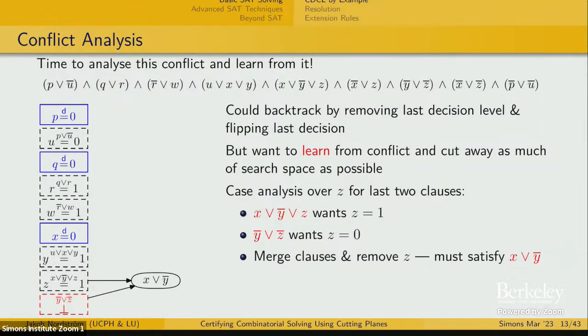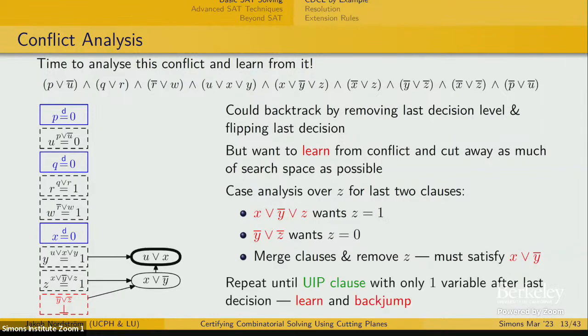And then we can look at the next reason clause and this clause that we have derived. And they disagree on Y. And it follows by the same type of analysis that any satisfying assignment to these two clauses will also have to satisfy U or X. And now I'm doing this very quickly, but at this point, the SAT solver will say, aha, I only have one variable left from the last decision level now. This is a good place to stop. I'll add this clause to my formula and I'll backtrack.